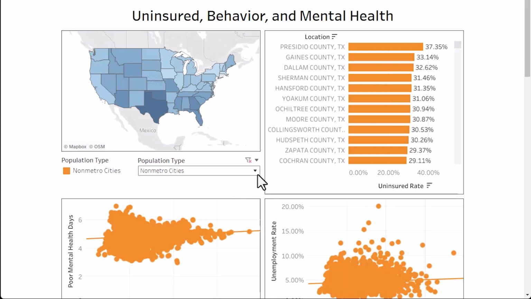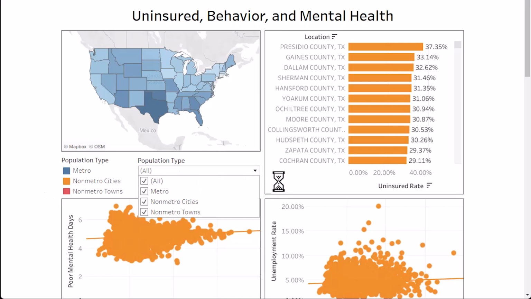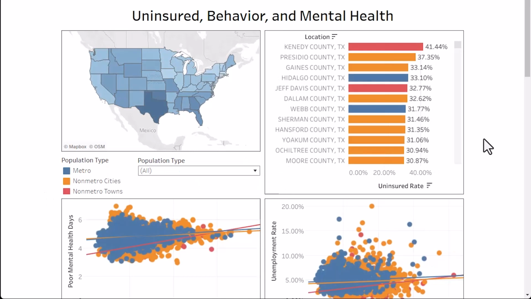And then we can go back and select all, and that will refresh the dashboard to include all population types. So this is the uninsured behavior and mental health dashboard.